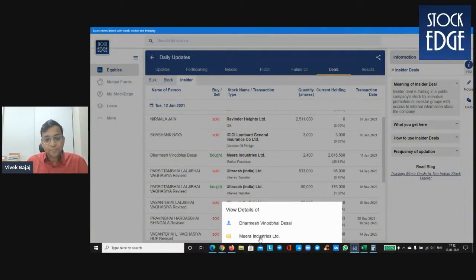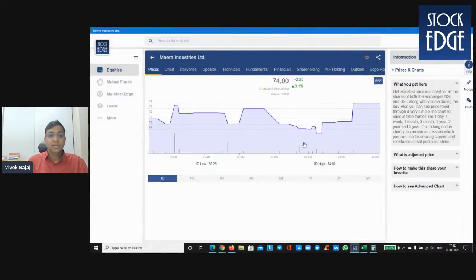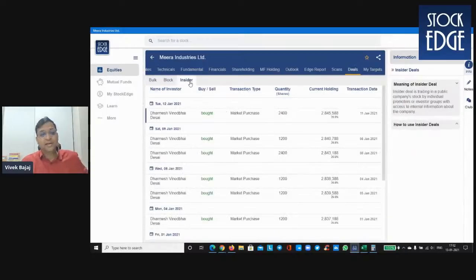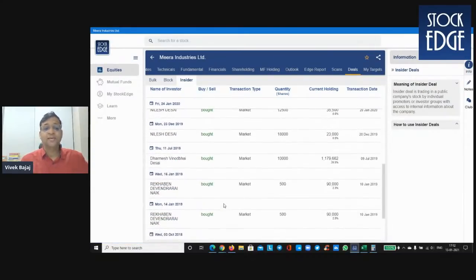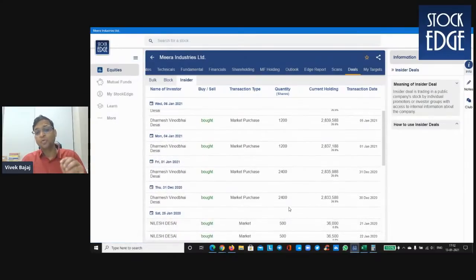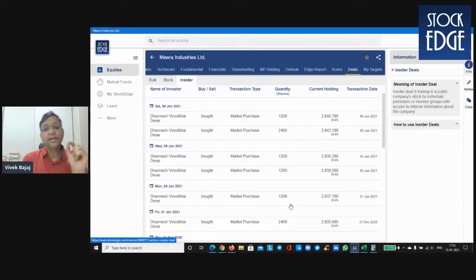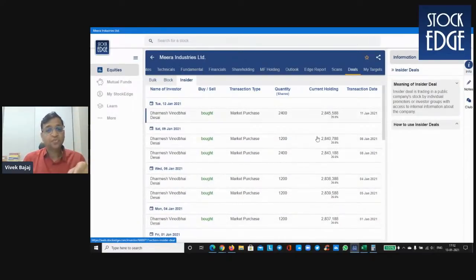So you click here, you go to Mira Industries, and now you go to deal and insider deal. Let's observe if there is any pattern. If you see, Mr. Dharmesh Vinod Bhai Desai has been consistently buying in the company with small quantity, because of which his stake is also gradually going up since he has been buying continuously from the market. It's a market purchase.